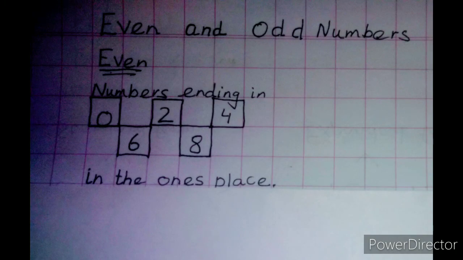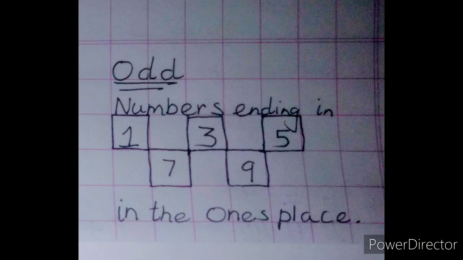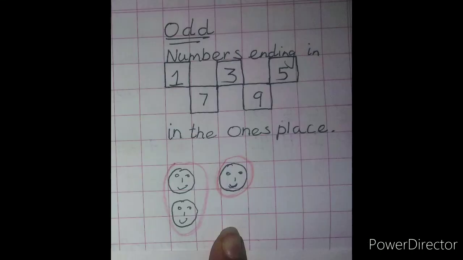Next topic we will revise is even and odd numbers. Those numbers which have 0, 2, 4, 6 or 8 in the ones place are known as even numbers. Why? Because they can make perfect pairs. See, there are 4 smileys here and each one has a pair to be grouped in. While odd numbers that have 1, 3, 5, 7 or 9 in the ones place are known as odd numbers. Like there are 3 smileys here, so 2 of them can be grouped, but 1 smiley is left all alone.